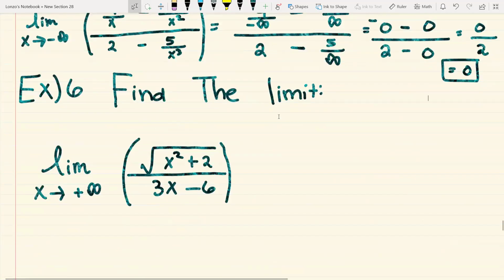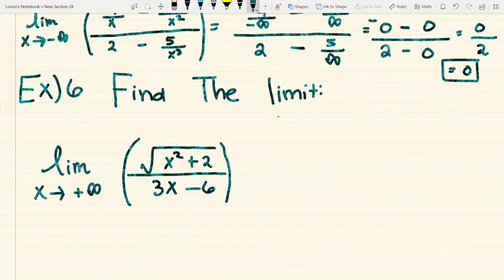Let's move on to example 6. What is the limit as x approaches positive infinity of this rational function, the square root of x squared plus 2 over 3x minus 6? Do not even plug in infinity for your x value. It would be an indeterminate value.